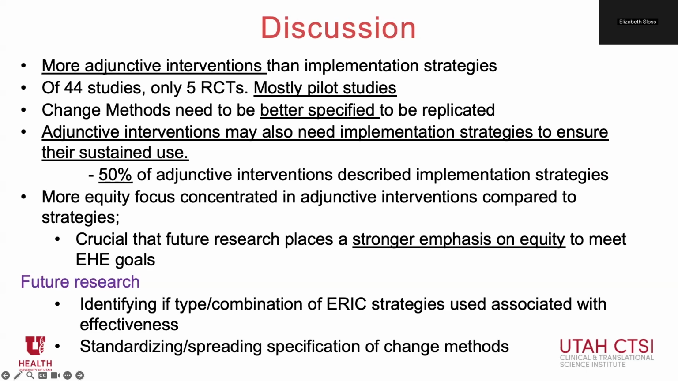Okay. So yeah, future research needing to identify. This is one thing I really wanted to look at: are there certain combinations of ERIC strategies working together that were associated with effectiveness? I didn't have enough power to do this, but it's something I'd like to do in the future, to see if there are constellations of strategies that cling together that really work well to achieve effects. And then standardizing or spreading the specification of change methods. Yeah, as I said, specification is really low.